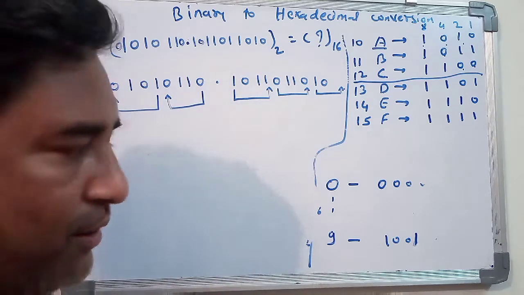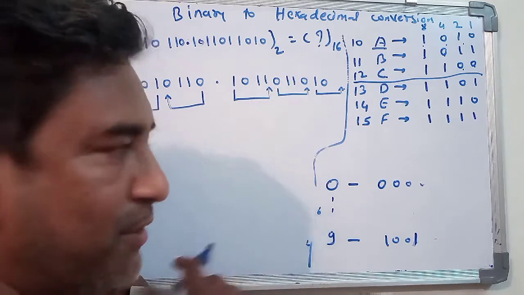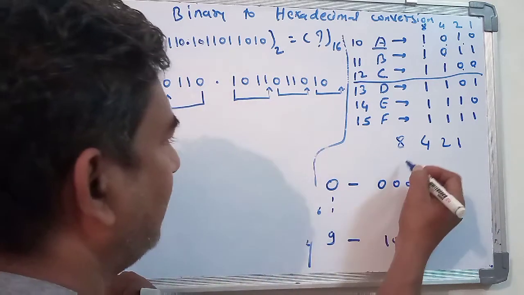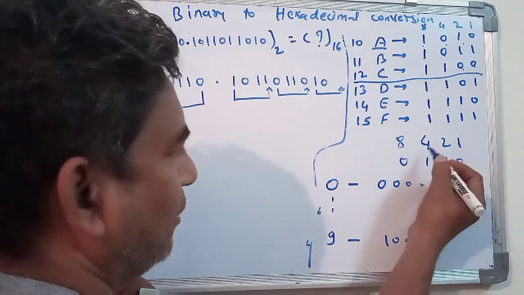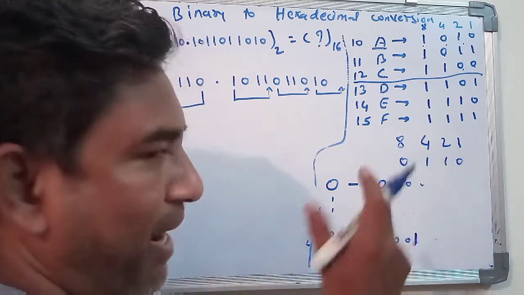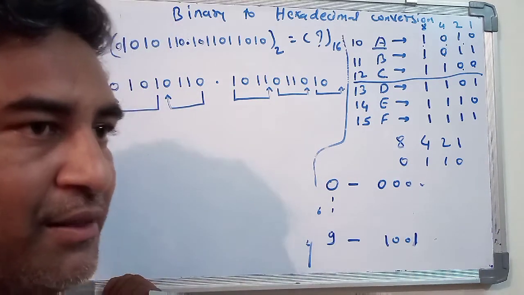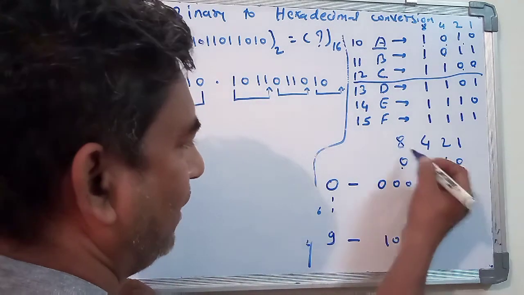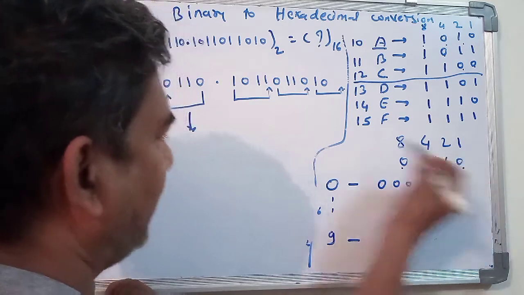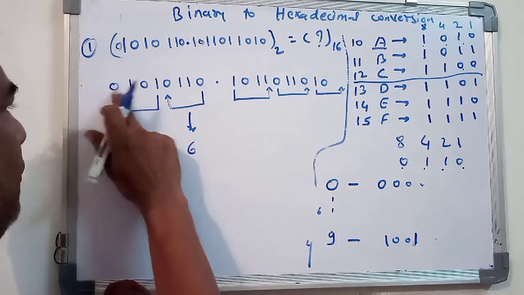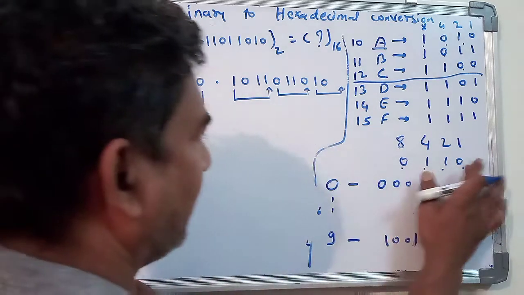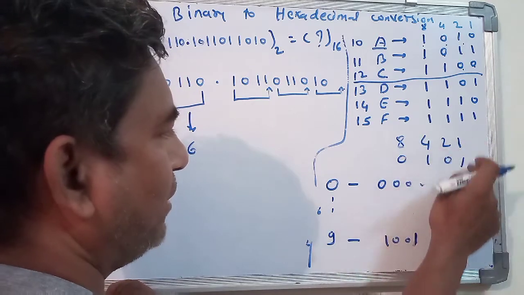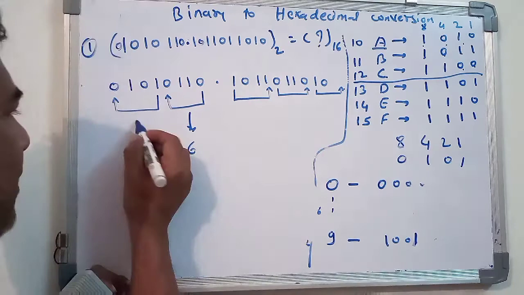What will be the number? If you are not able to identify this number, write down in a row 8421. Below, write down this 0 1 1 0. Where there is a 1, you add that number, and whatever addition you get, write it down below. So for 0 1 1 0, 4 plus 2, you get the value 6. Then 0 1 0 1: below 4 there is a 1, below 1 there is a 1. So 4 plus 1, you get the value 5.